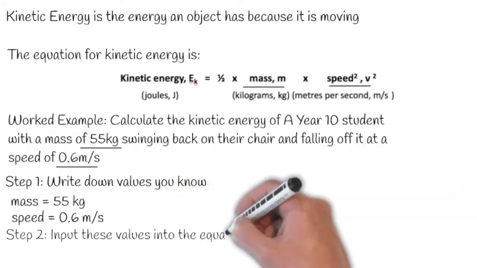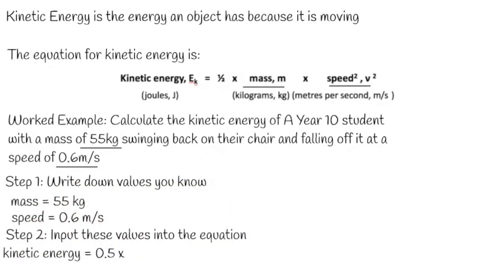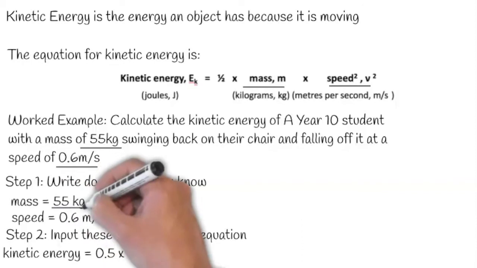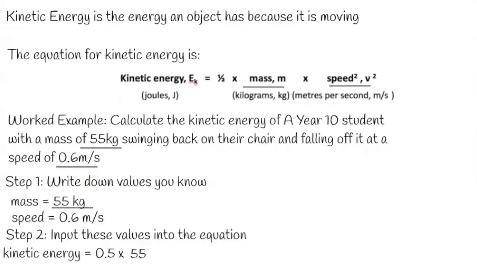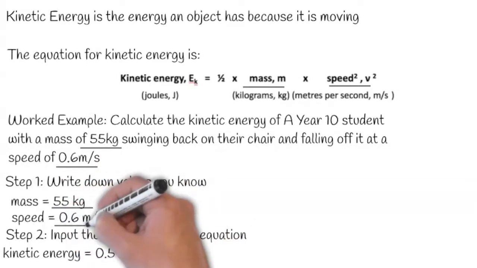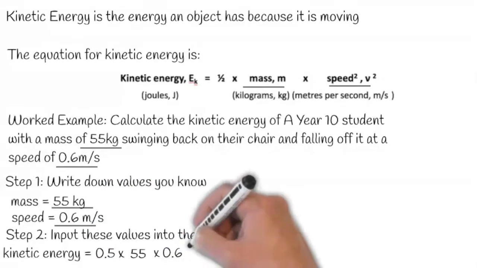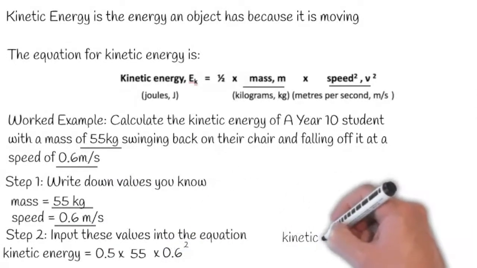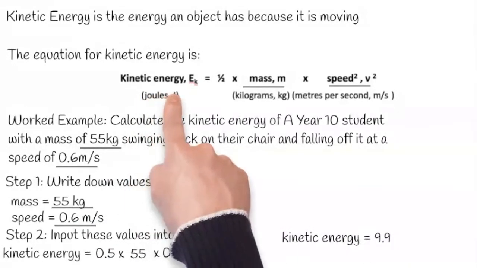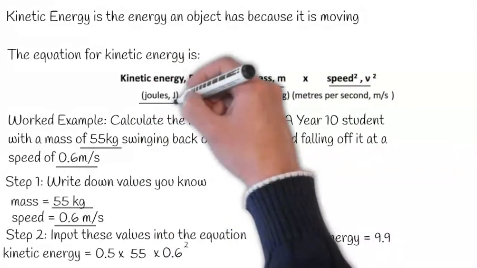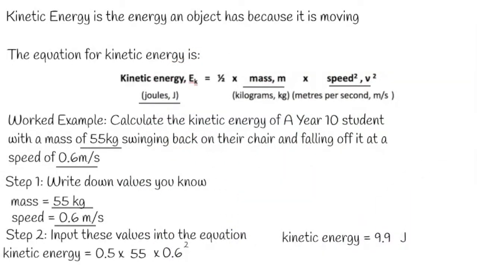In step 2, we can then input these values into the equation. Kinetic energy equals 0.5 times 55 kilograms, which is the mass, times 0.6 meters per second squared, because that's the speed. Therefore, kinetic energy equals 9.9. The unit of this is joules, so it's 9.9 joules.